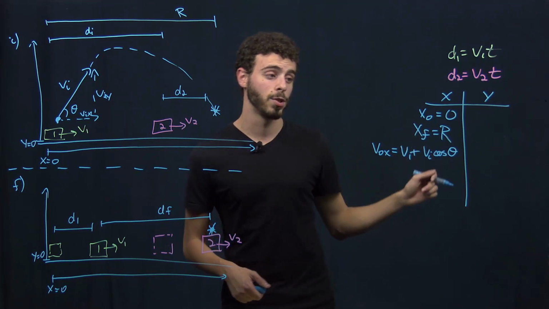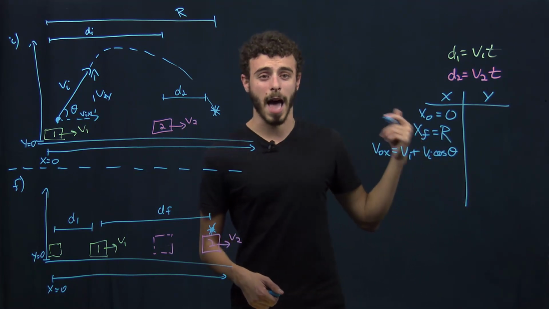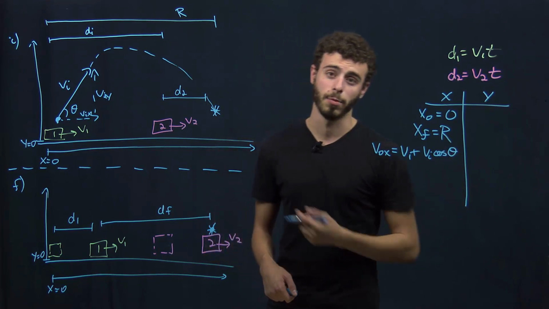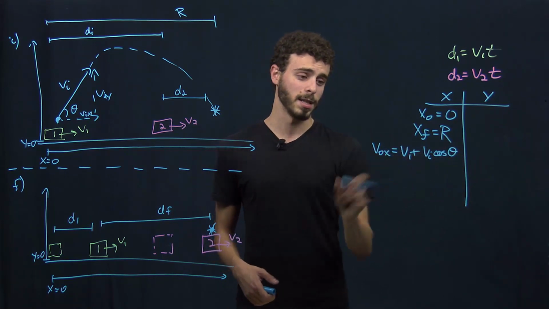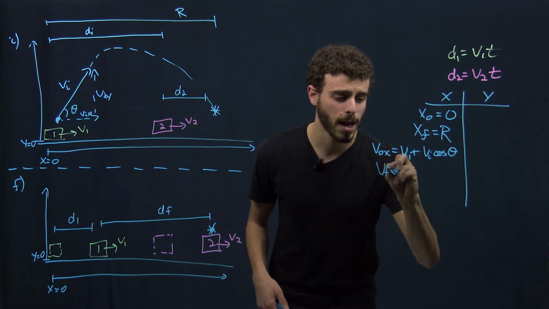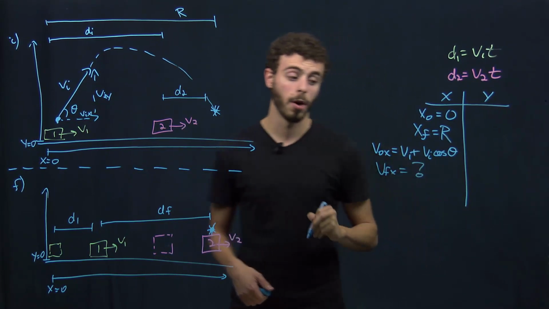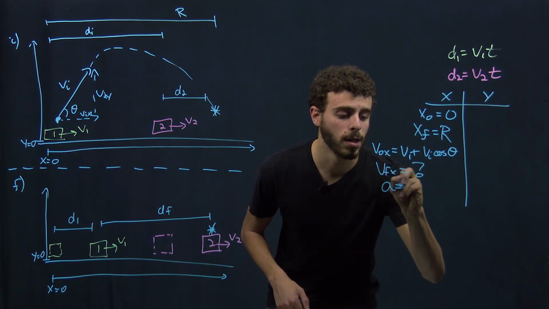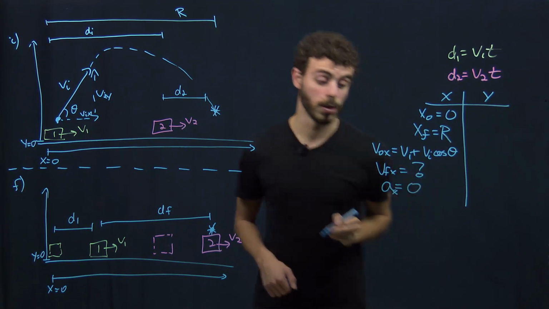So you really have to add those two velocities. In that instance, you would have to add the velocity the person is moving on the sidewalk with the velocity that the sidewalk is moving relative to the ground. So that's what this is. Okay, so now we have our initial velocity. Our final velocity in the x we're not concerned with, but we don't know it, so I'll put that as a question mark. And then we know our acceleration in the x is going to be equal to 0.